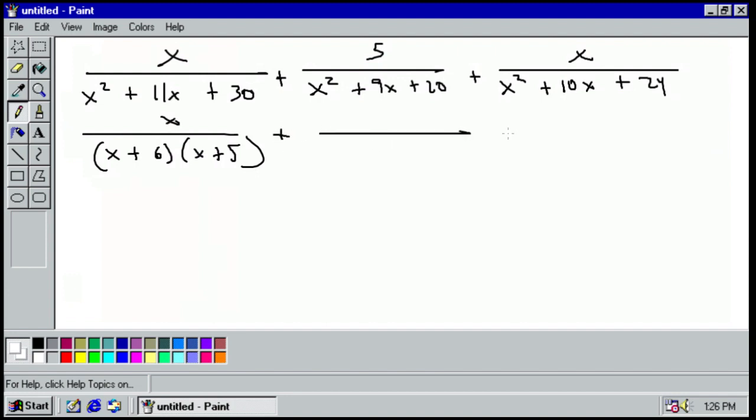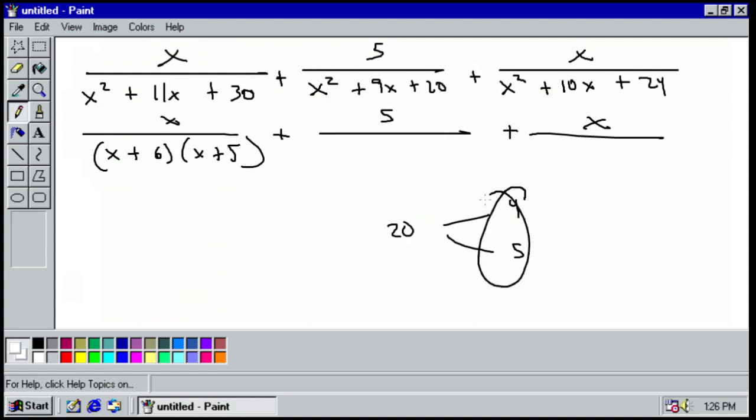Same goes for this one. We have 5 and x, since we can't really simplify them. So what are the factors of 20 that add up to 9? You have 20, that would be 4 and 5, since 5 plus 4 is 9, which is correct, and 4 times 5 is positive 20, so that we have x plus 4 and x plus 5.